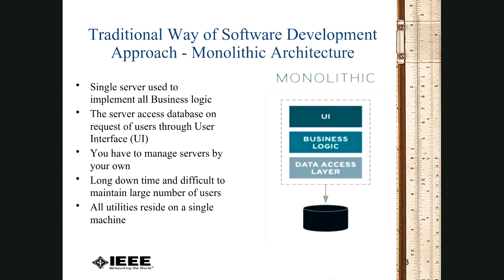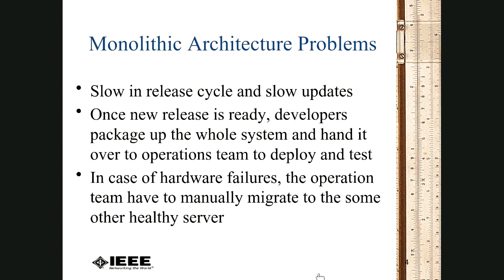Now let's see some more problems. This monolithic architecture has slow release cycles, meaning that if you have an application and you want to improve it, you cannot do it anytime. For this purpose, you have to develop the application offline, then bring your server down, and then deploy. This kind of practice may not be possible very frequently, because it will cause downtime from the user perspective.